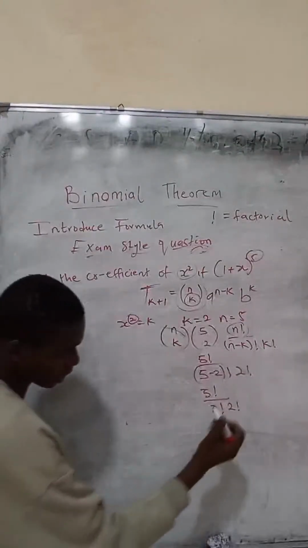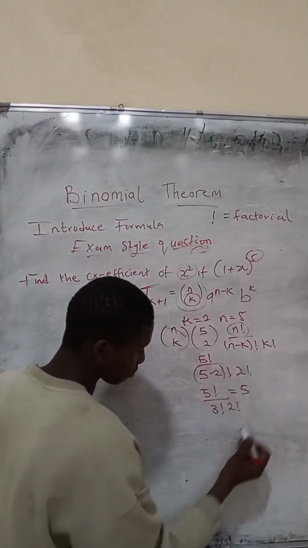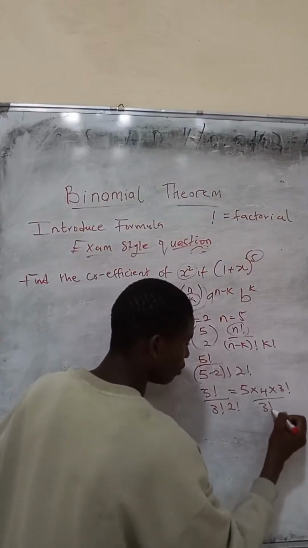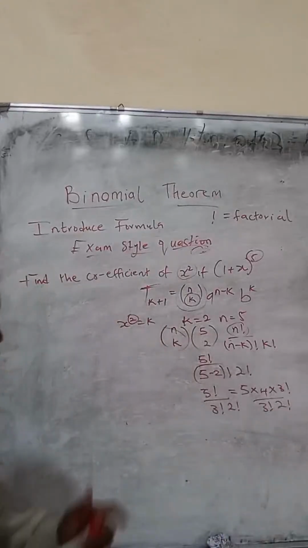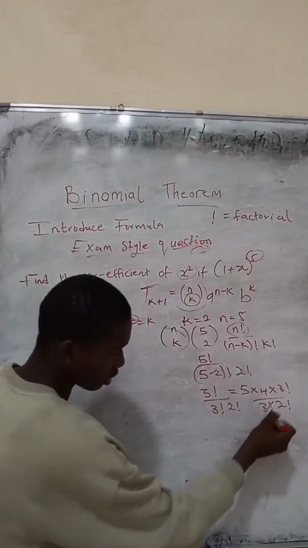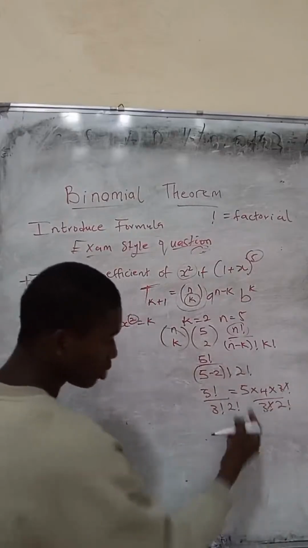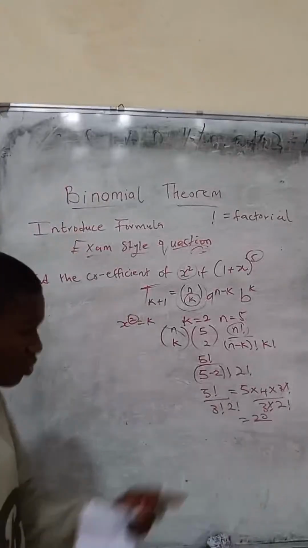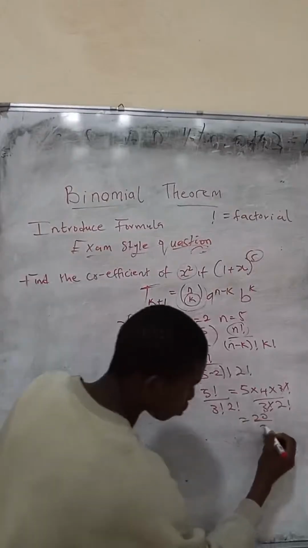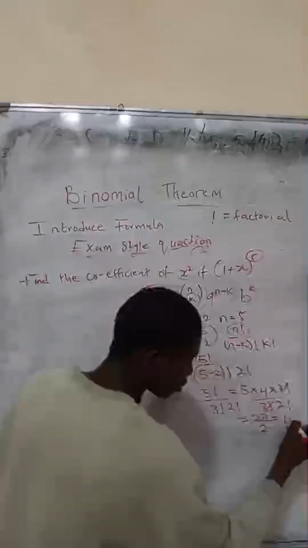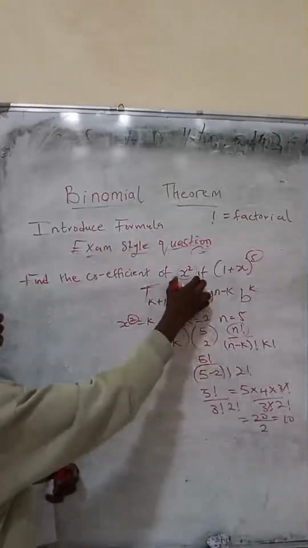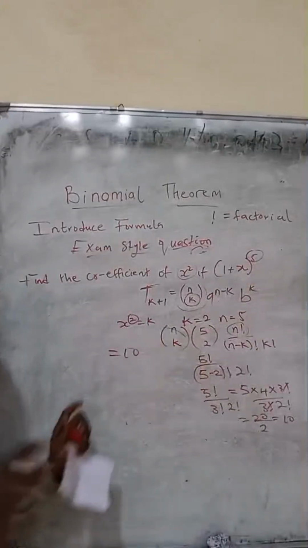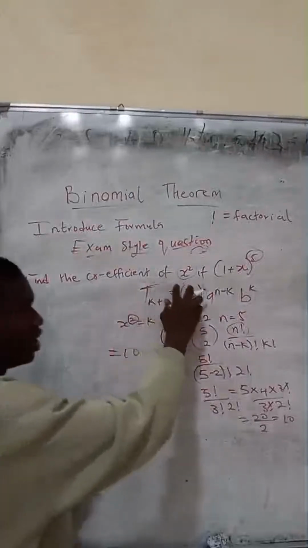So from this point, I can break this down to be 5 times 4 times 3 factorial all over 3 factorial, 2 factorial. When we have something of this sort, what you're just going to do is say 3 factorial will cancel out 3 factorial. So I'm left with 5 times 4, which gives me 20, over 2 factorial, which is 2 times 1. So 2 times 1 gives me 2. So I'm going to have 20 divided by 2, which is 10. So the coefficient of x squared in this expression is going to be 10. That's just it.